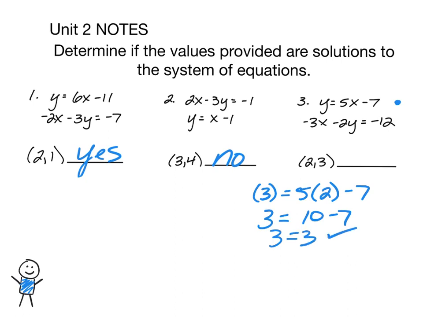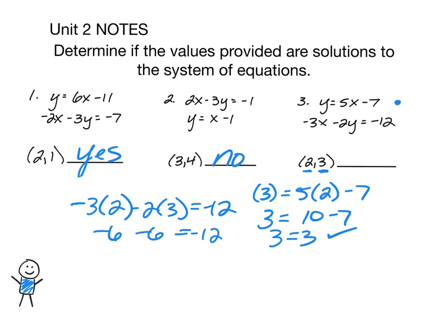I'm going to slide over here to the left where I have more room. Negative 3 times x minus 2 times y is equal to negative 12. In place of the x, I'm going to plug in the 2. And in place of the y, I'm going to plug in the 3. And let's see. Negative 3 times 2 is negative 6. Negative 2 times 3 is negative 6. And negative 6 minus 6 is negative 12. So this equation is true. Yes, (2, 3) is a solution to that system.